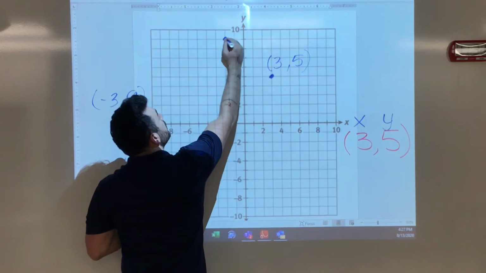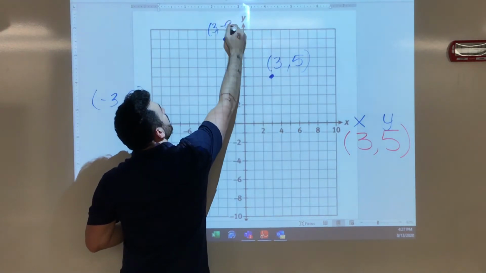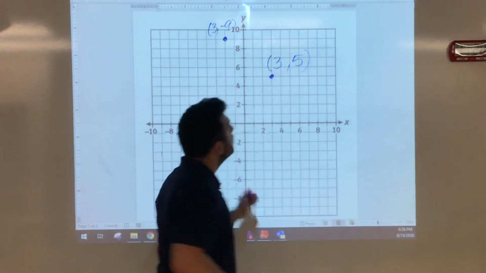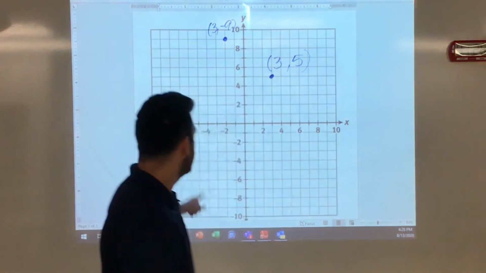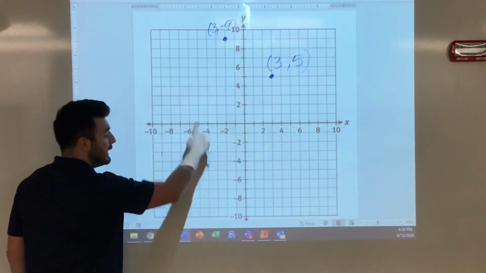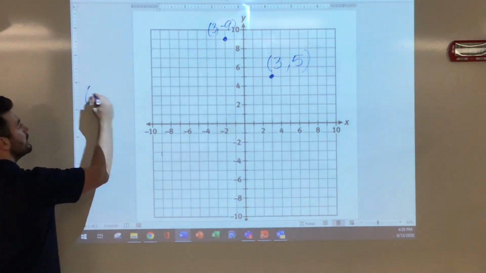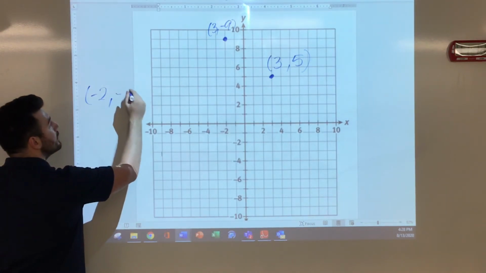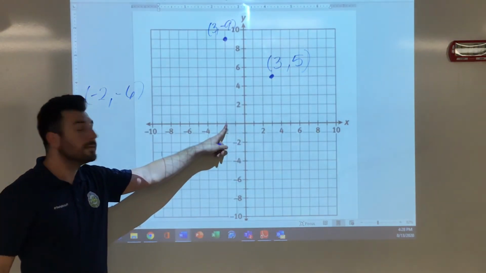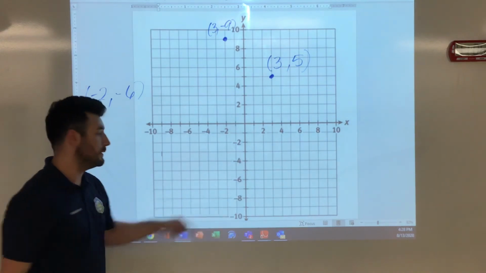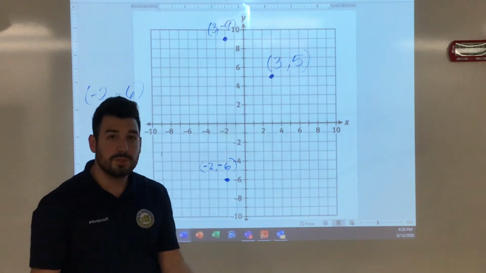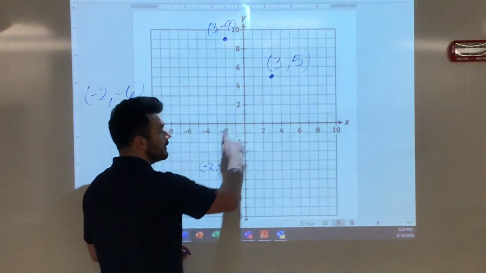So here's my point at -3, 9. Quickly, I'm going to go over 2 more points. What if I want one here in quadrant 3? That's going to be a negative x and a negative y value. So let's make up a point. Let's say that this is going to be -2, -6. Again, this tells me to go -2 first in the x direction and -6 in the y direction. So -2, -6.